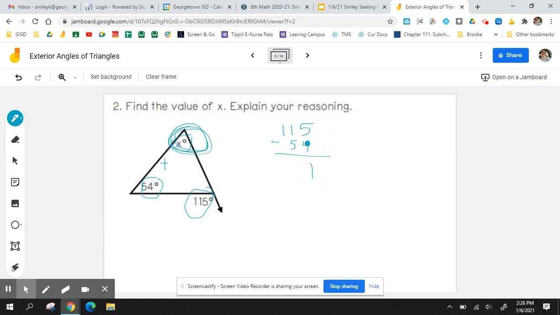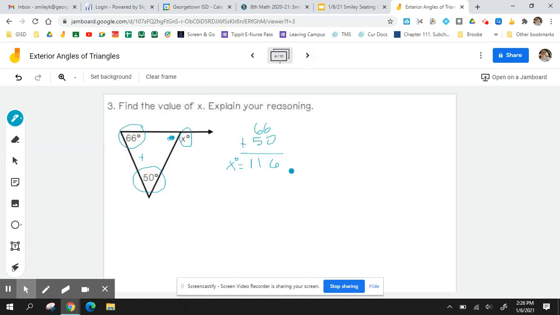Okay, so you can use a calculator. You shouldn't have to. And we get 61 degrees. That is our missing angle. We're going to work backwards. Okay, so what do you need to remember? If they give you an exterior angle, you can use that to find one of the interiors. On number 3, we had both of our interior angles. We added them to figure out our exterior.